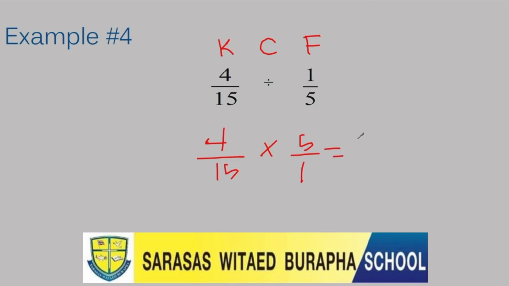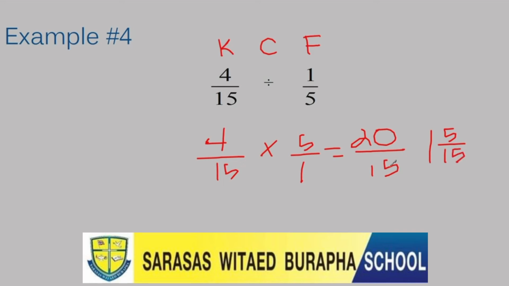4 times 5 is 20. 15 times 1 is 15. We're ending with an improper fraction here, so we need to convert this. I know that 15 goes into 20 one time. It has a difference of 5, and my denominator is going to remain the same.